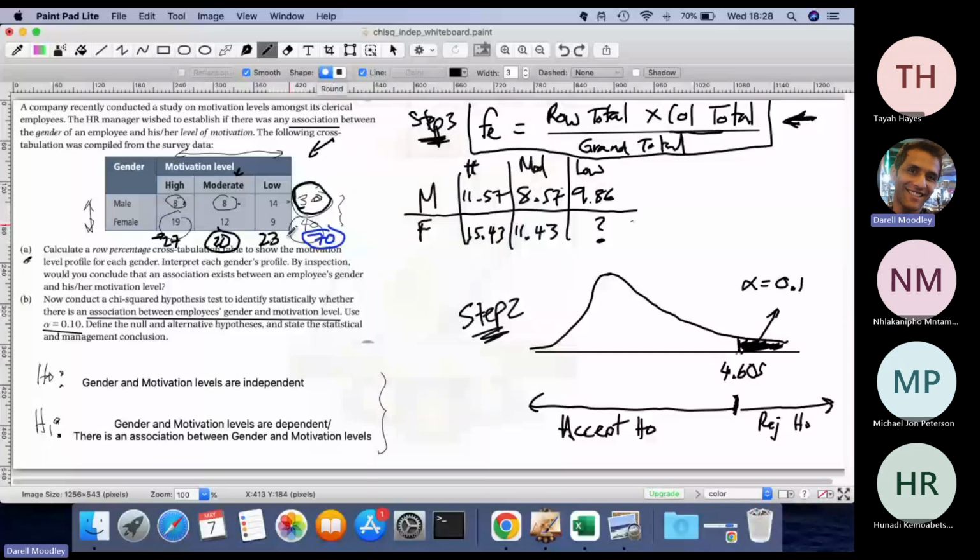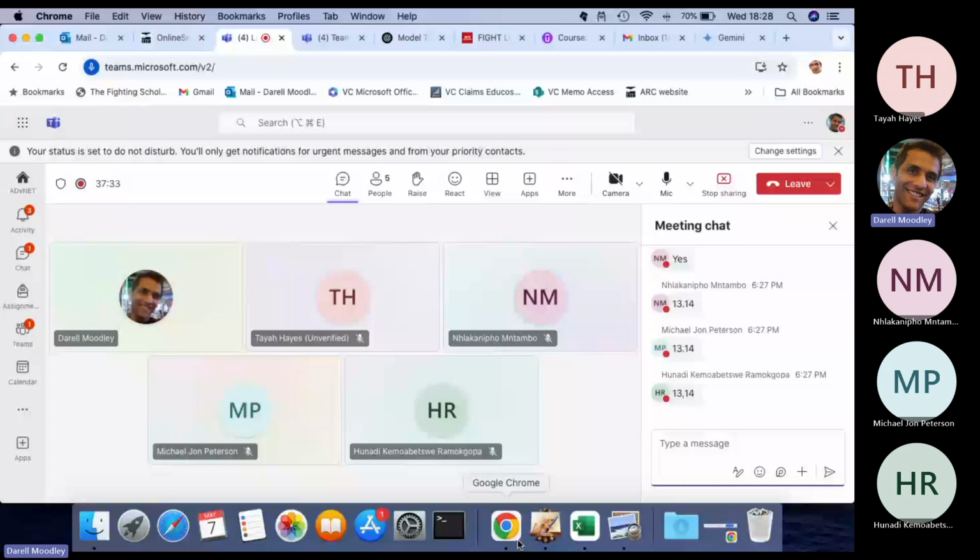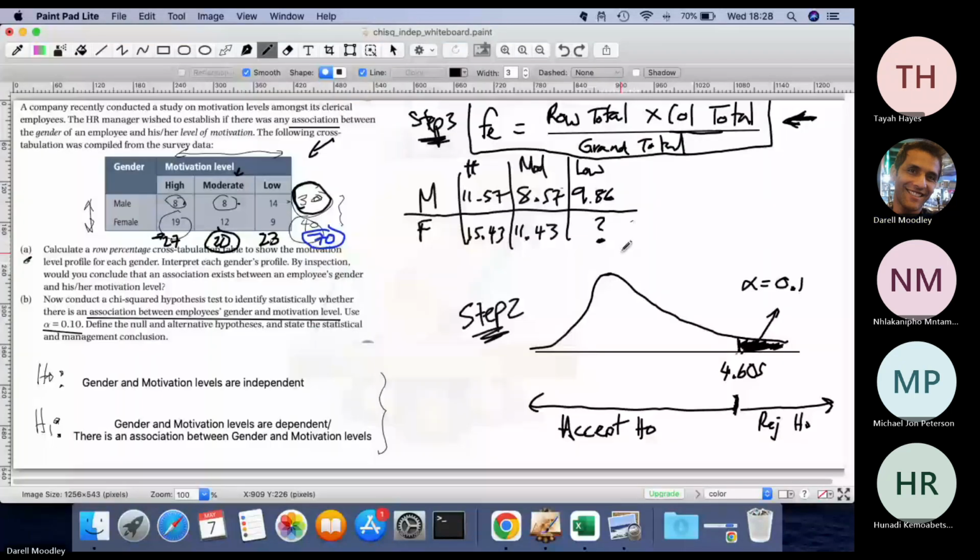Excellent. That is it. That is the value, 13.14. Nicely done. So pretty simple. Okay, 13.14. Nice. Well done. Okay, so we're still not there yet.